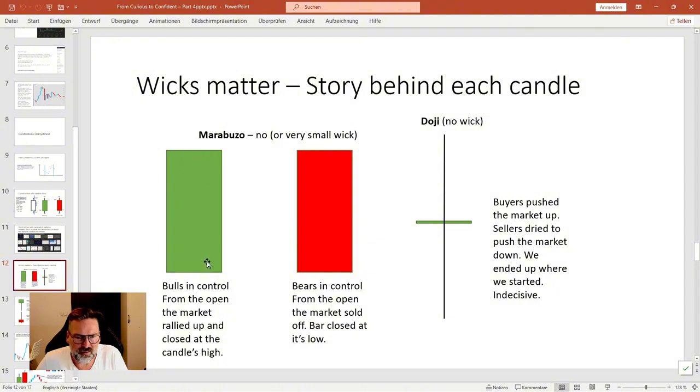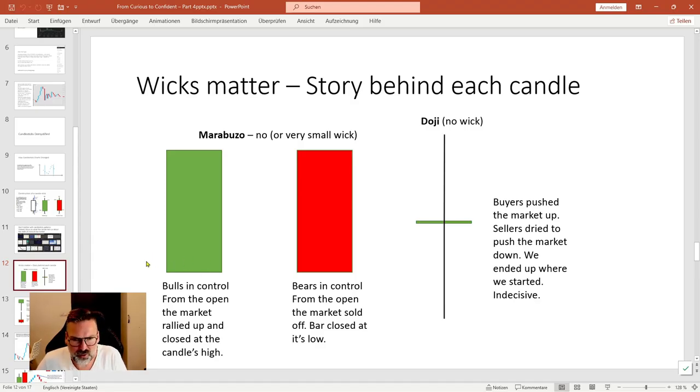That just means that in that interval, here in the bullish example, we started here and closed here. This didn't go higher in between, didn't go lower in between. What that means is it went straight up. And here, the same way, just vice versa, it went straight down.